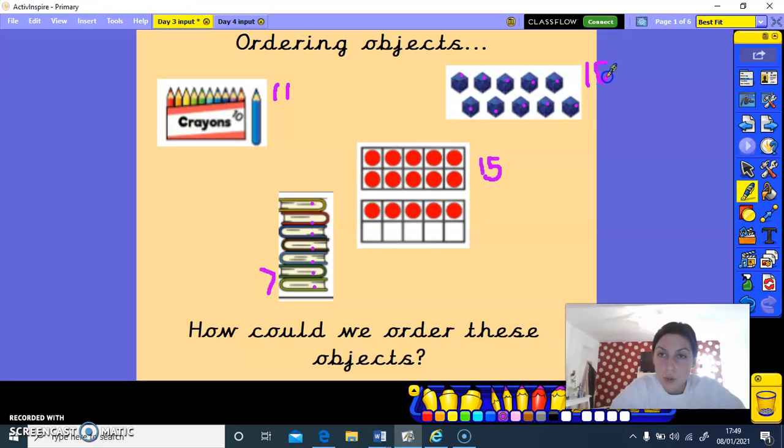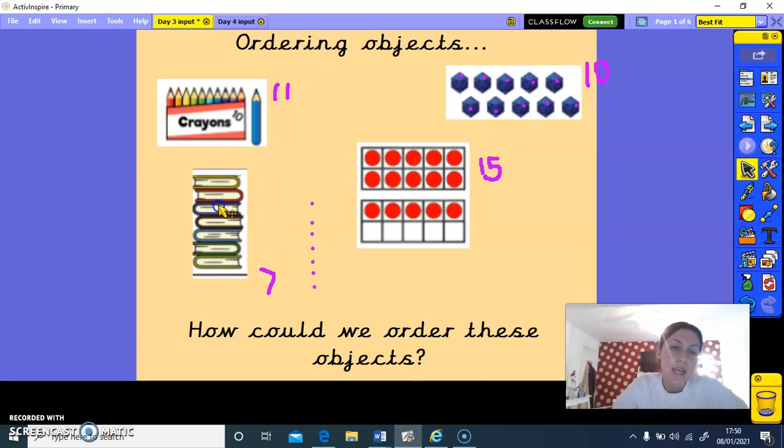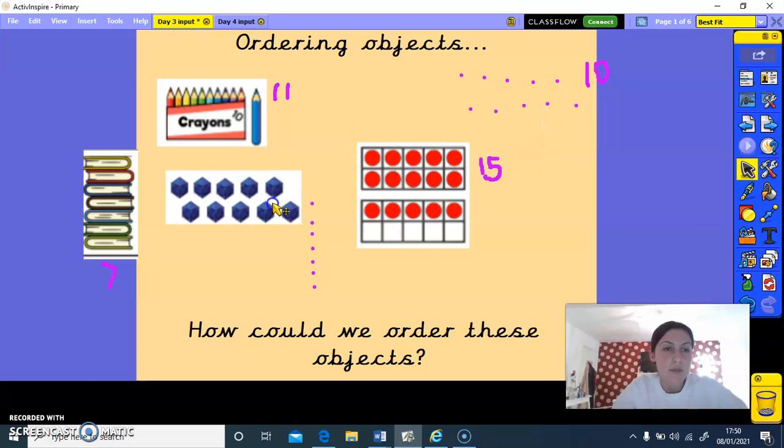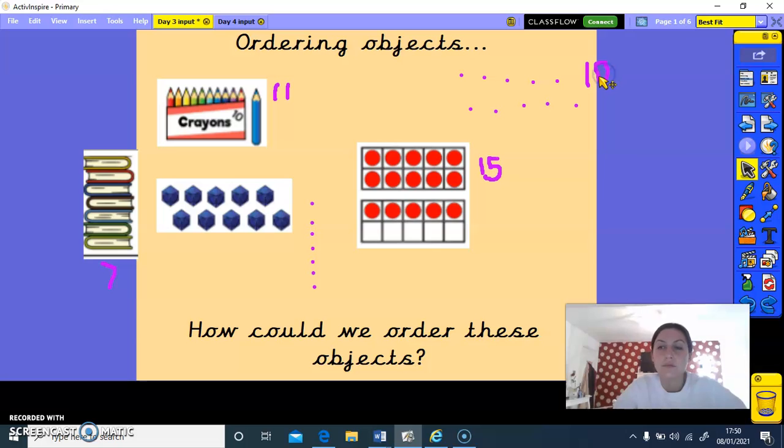So if I was going to do smallest to largest, what would need to go at the start? Which object or objects? Yes, the books, as there are 7 books. So I would take this to the start. So I've got my 7 here. My 7 books. And then what would come next? Yes, my cubes, as I have got 10 of those. 10 cubes.